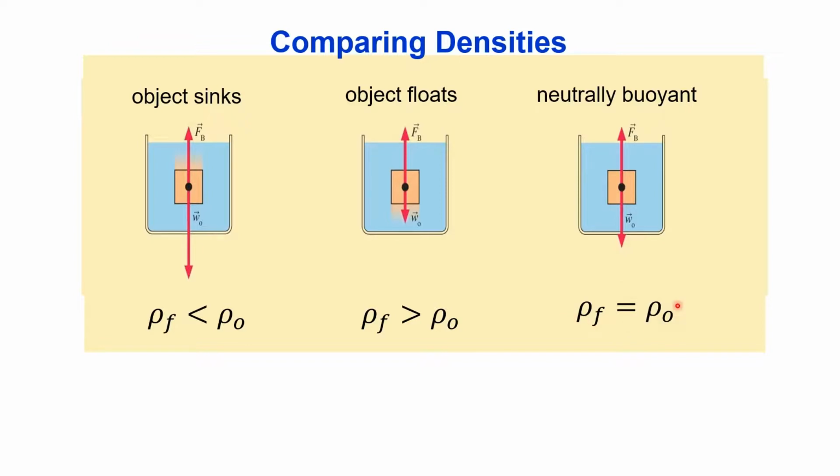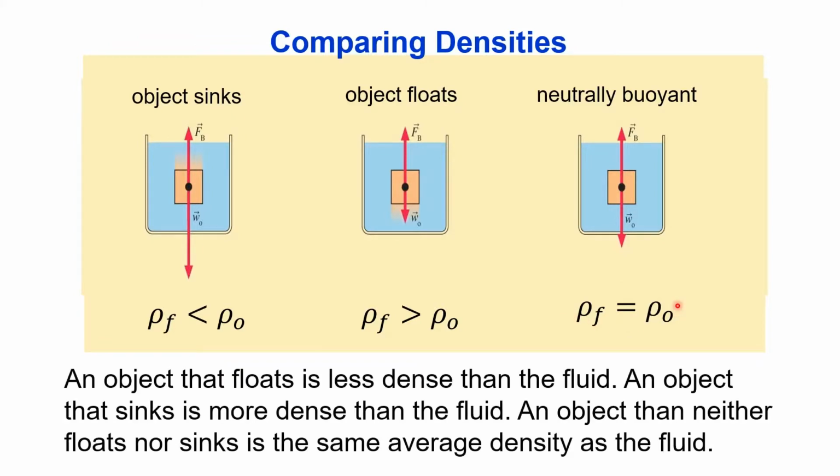So if I write that out in words, an object that floats is less dense than the fluid. An object that sinks is more dense than the fluid. An object that neither floats nor sinks is the same average density as the fluid. Here I'm using the word average because really it's an issue of average. If you take the mass and divide it by the overall volume, then that's where we're getting the density from.